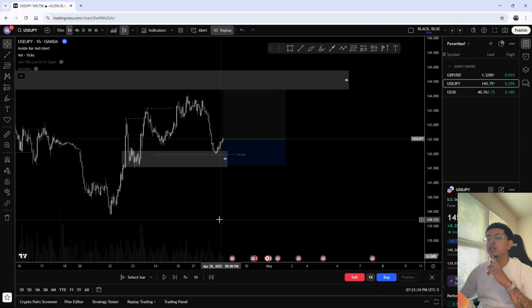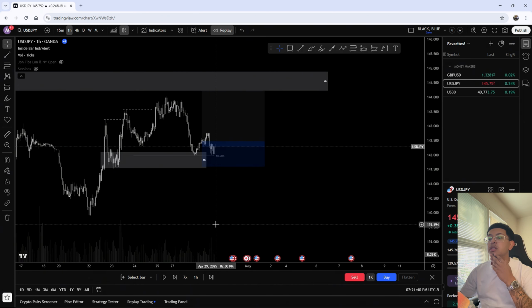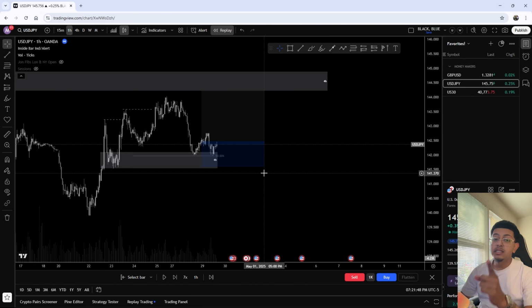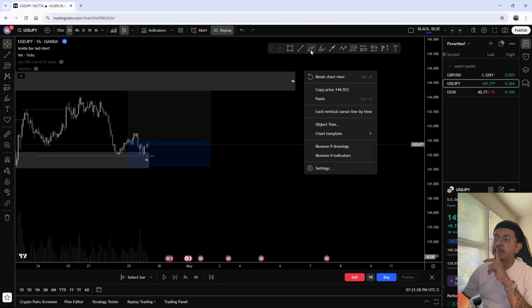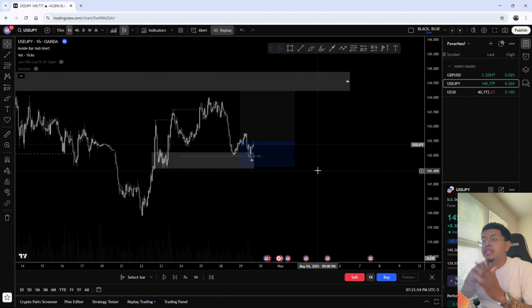Right, going into London session again. So I'm in this trade. It's about 2 p.m. the next day, and we're still reacting off this level. I did get another entry right at this low. Okay, I got another entry at this low.